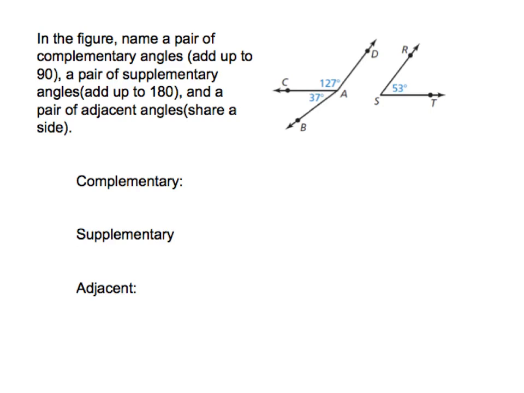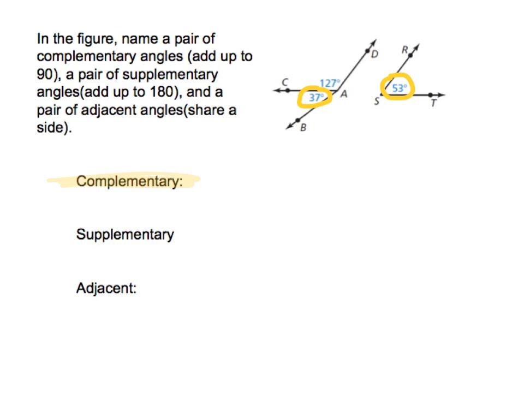So as I'm looking here, I know if I'm looking for complementary angles, I need two angles that add up to equal 90 degrees. Well, as I look, I notice that this angle right here is 37 degrees, and this angle is 53 degrees. Together that adds up to be 90 degrees. They are not adjacent to each other, but they're still complementary because they add up to 90 degrees.